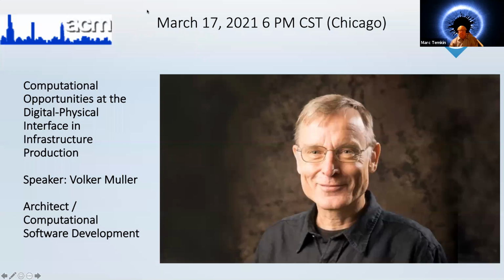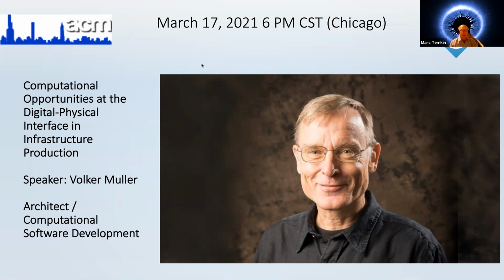Next month on March 17th, we have Volker Muller, who has a very different subject, called Computational Opportunities at the Digital Physical Interface. It's longer, but you can read it on our site. This is about taking automation to the next stage in construction. We've seen it used in software for architecture. This is where construction robots and other physical automation will actually be used on construction sites in the future. It's a futuristic view, but it's coming. If you want to know what's coming, please attend that meeting.